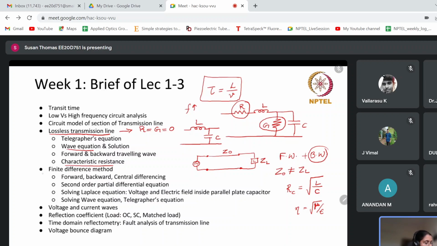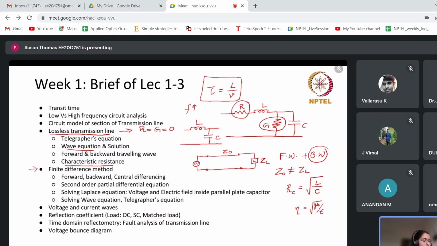The next topic of discussion was the finite difference method. There you came across the basics of the finite difference method: the different types of differencing, that is forward, backward and central differencing, the different equations for each, and the second order partial differential equation and how to solve it with the help of the finite difference method. We came across solving the Laplace equation, and also the wave equation and telegrapher's equation. All these have been discussed in the lecture videos.